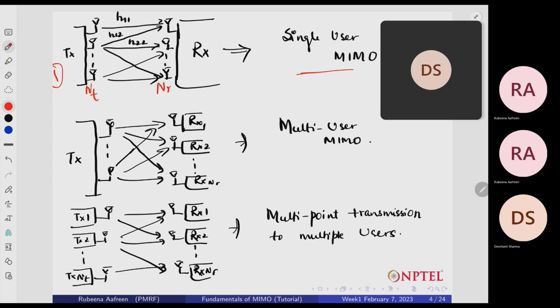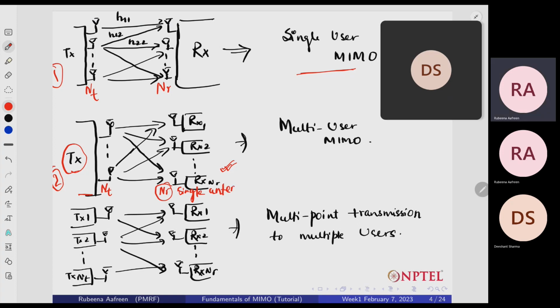After that, the second case is when we have clustered antennas at the transmitter but distributed user side. Here we are taking one single transmitter with NT transmit antennas, and we have NR different users, each with a single antenna. So these are NR users each with single antennas. This type of distribution is called multi-user MIMO.